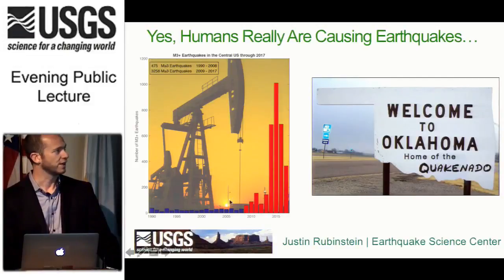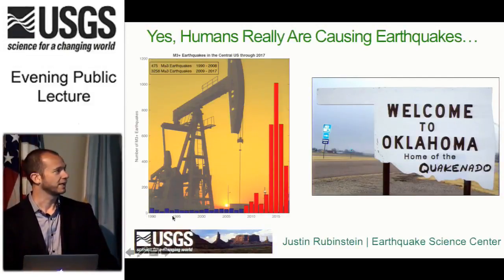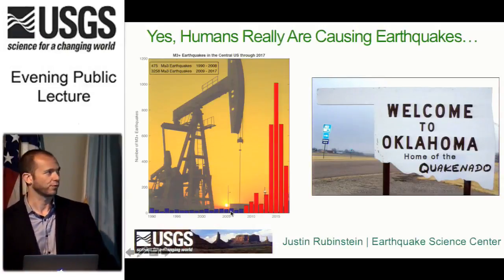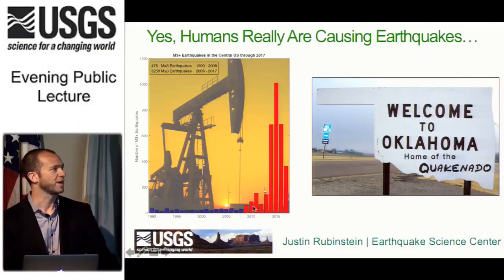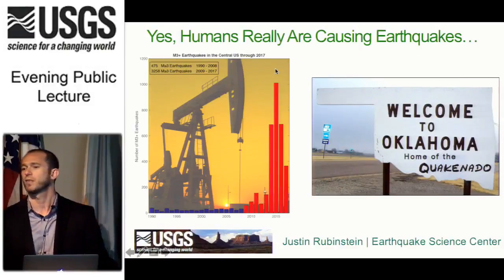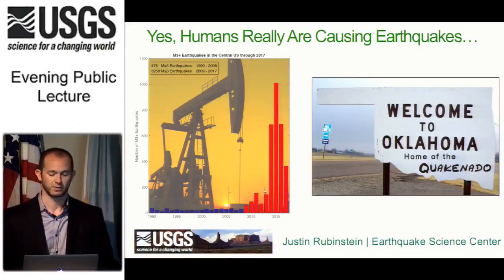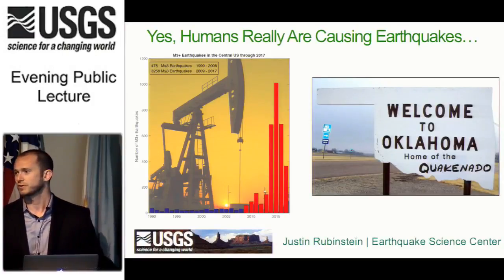You can see that from 1990 through 2008 or so, the earthquake rate was more or less constant, somewhere around 20 magnitude 3 earthquakes per year. And something dramatically started changing in 2009, such that we had a spike of over 1,000 magnitude 3s in 2015. Fortunately, it has begun to decline in the last couple of years. And most of these earthquakes are actually in Oklahoma.